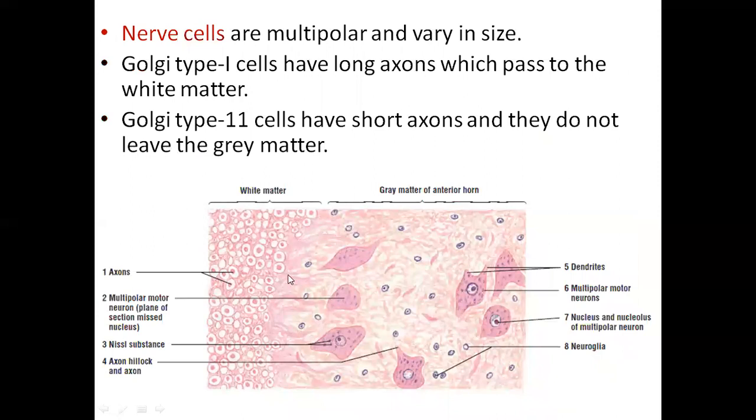The nerve cells, this is the high magnification. You can see this is the anterior horn. We have multipolar neurons, variable in size. We have Golgi type 1 cells, which have long axons that pass through the white matter. Golgi type 2 cells have short axons and they do not leave the gray matter.